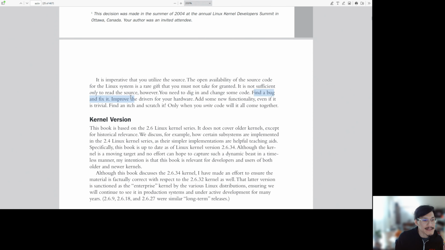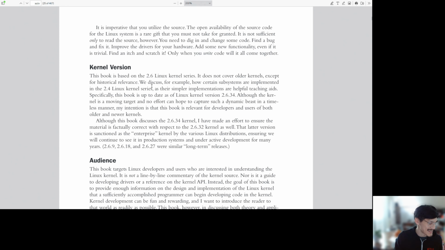Find a bug and fix it. Improve the drivers for your hardware. Add some new functionality, even if it is trivial. Find an itch and scratch it. Only when you write code will it all come together. All right, I'm motivated. Let's do it.